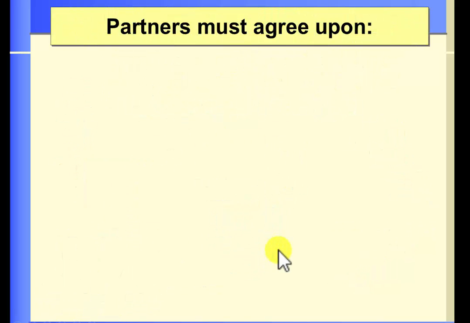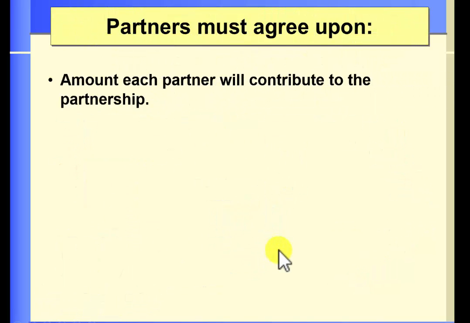Okay, so then we move on from there. In a partnership, the partners have to agree on who will contribute how much money to the partnership.